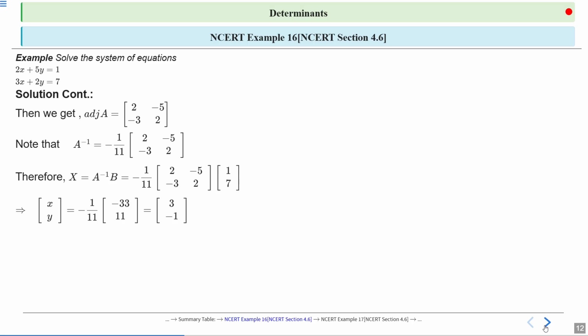So we get minus 1 by 11 matrix [-33; 11]. Now we take this minus 1 by 11 into the matrix. First we divide minus 33 by minus 11, and we get 3, and 11 by minus 11 is minus 1. Hence, equating the values, x is equal to 3 and y is equal to minus 1. That's how we can find the values of the variables using matrices and determinants.